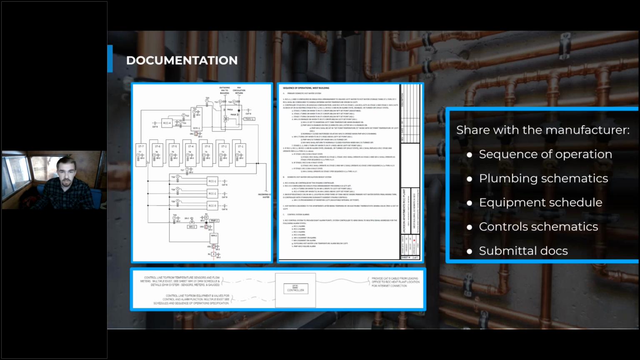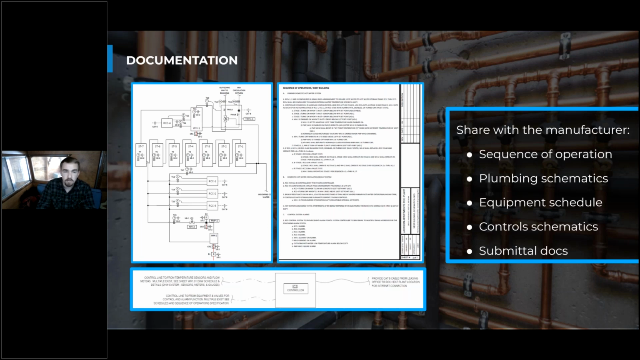So the documentation you might want to bring to the manufacturer during this call is a lot like the documentation you need when you're reviewing the submittals. So sequence of operation is always great to run by the manufacturer to make sure it accommodates their heat pump's needs, as well as the plumbing schematics, the equipment schedule, control schematics, and the submittal documents. So if all of these align with what the manufacturer understands as accommodating their equipment, then you're going to run into a lot less problems down the road.